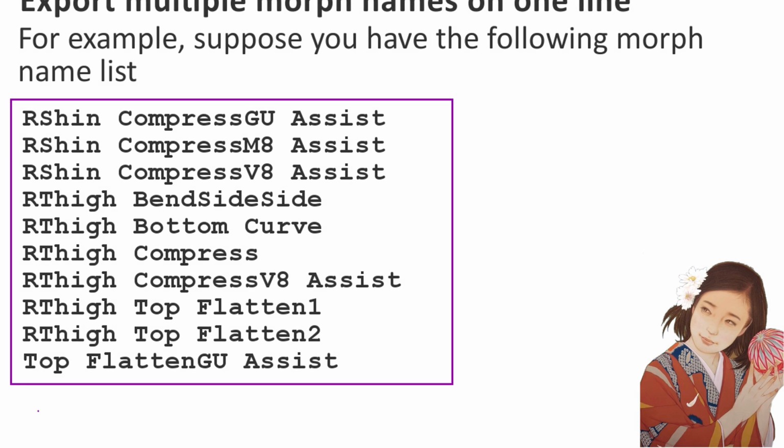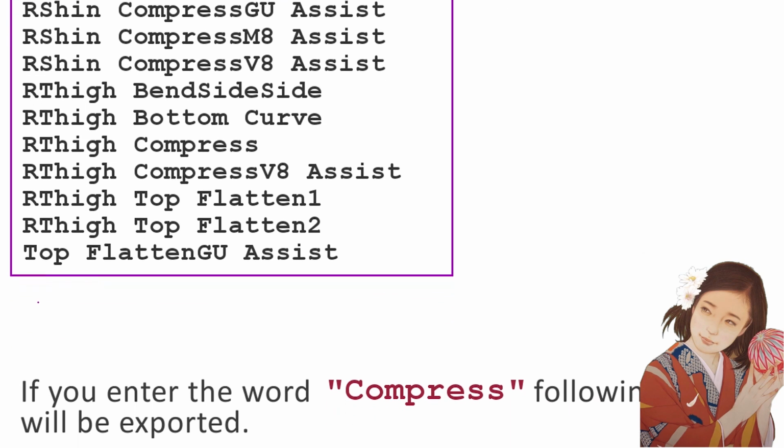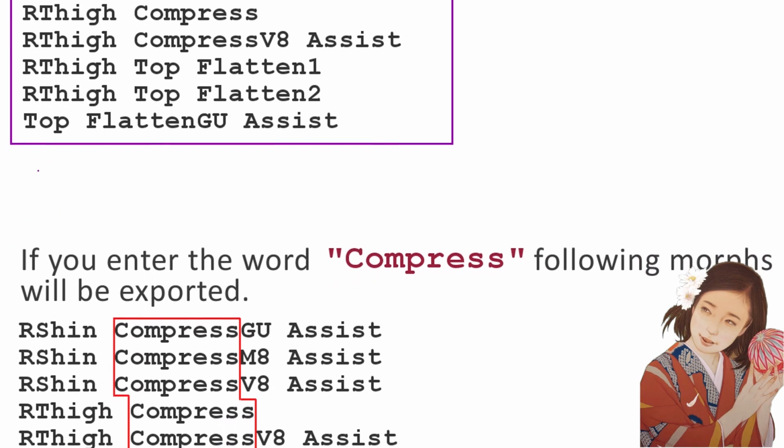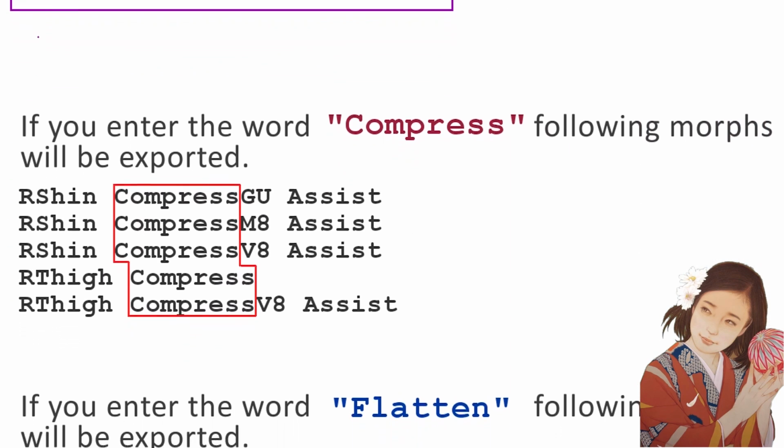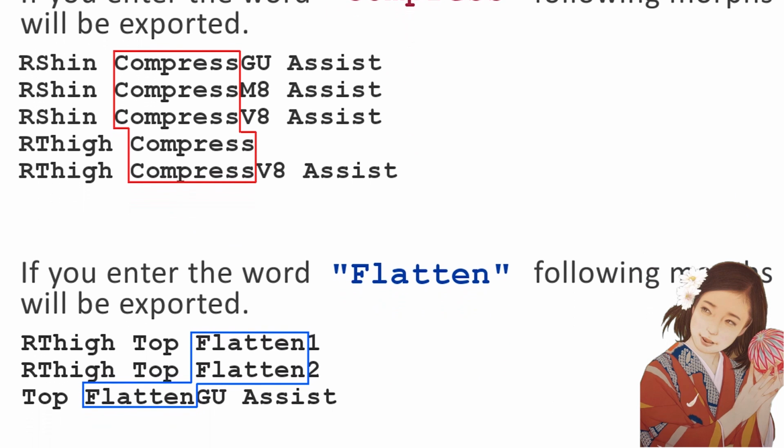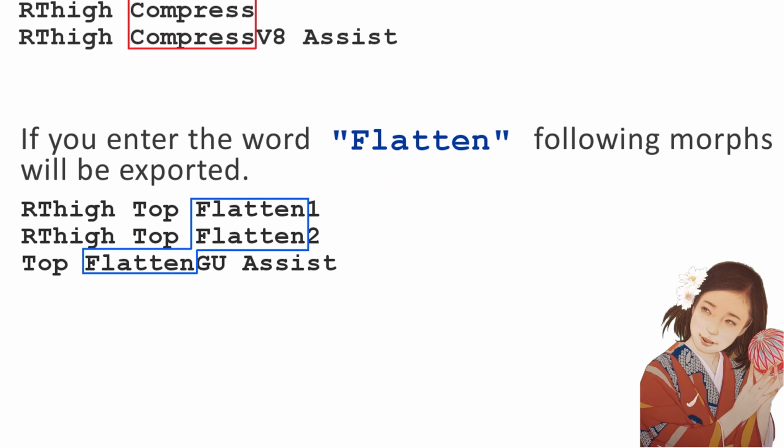For example, suppose you have the following morph name list. If you enter the word compress, following morphs will be exported. If you enter the word flatten, following morphs will be exported.